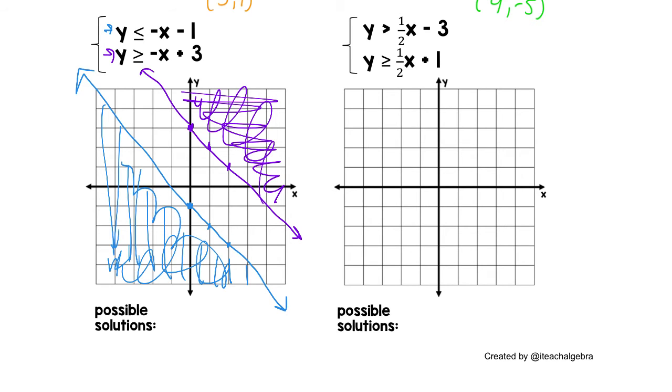Well, these lines are never going to cross. They're parallel lines. So this is going to have no solution. These shaded areas will never intersect.